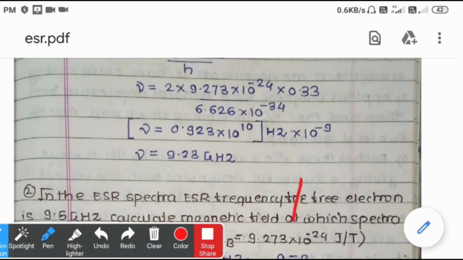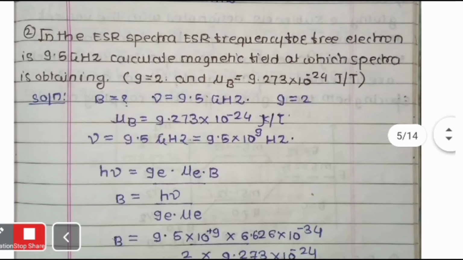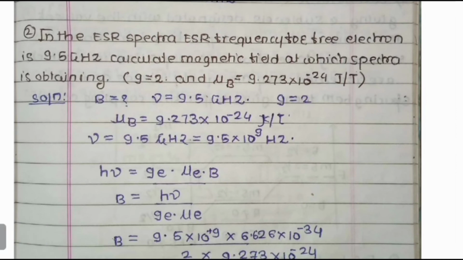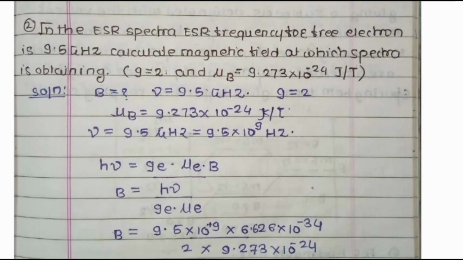So finally we have converted that frequency into gigahertz. Similar type of problem is there another. In the ESR spectrum, the ESR frequency for the free electron is 9.5 gigahertz. Calculate the magnetic field at which the spectrum is obtained. So here again the g value is given as 2, and the Bohr magneton for the free electron is 9.273 times 10 raised to minus 24 joules per Tesla again.